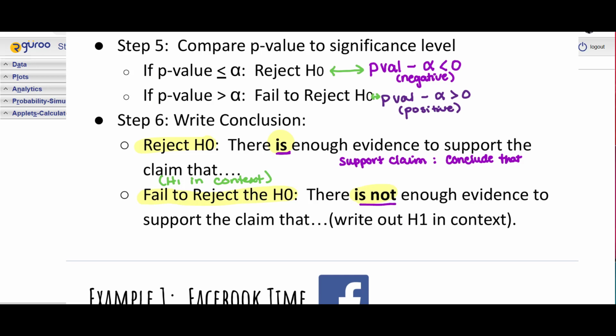And if you can't say the null is false, then you can't say the H1 is true, because remember, those are contradictory statements and you can't say they're both true at the same time. So if you can't say the null is false, then you can't say H1 is true. So that's why when you fail to reject the null, you say there's not enough evidence.